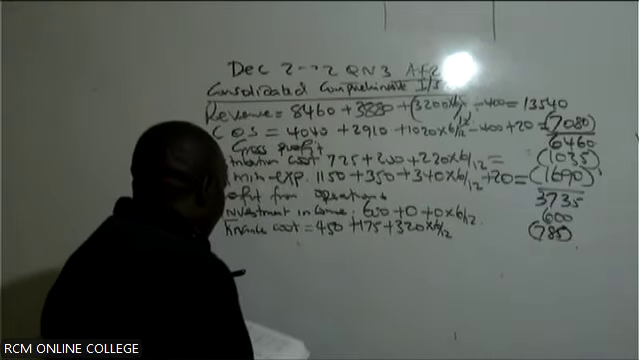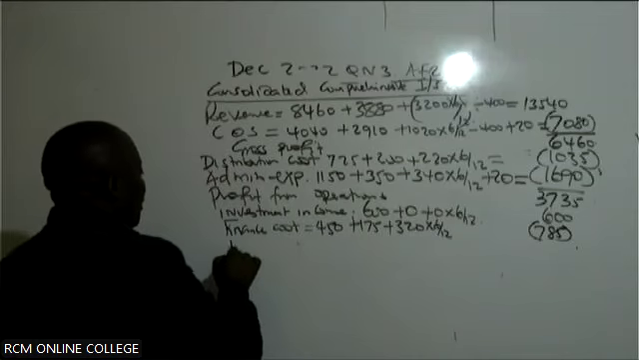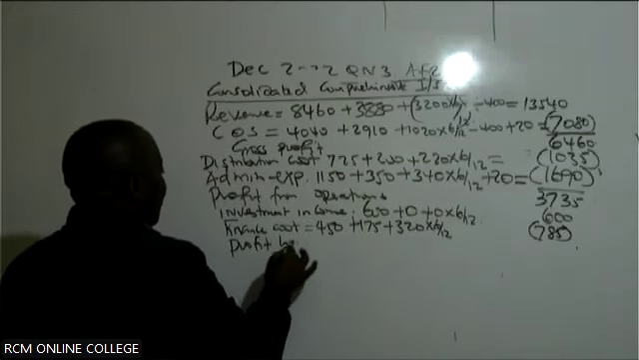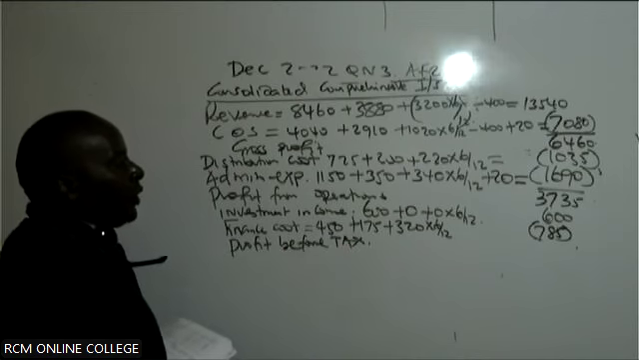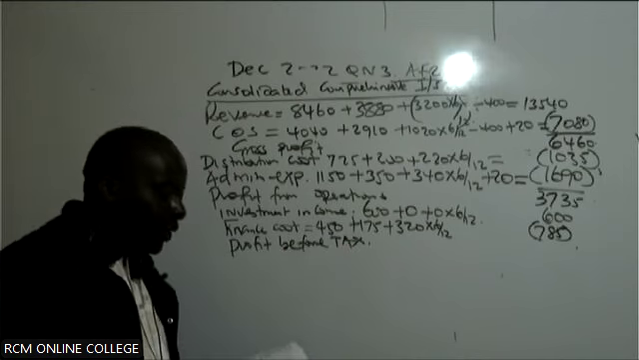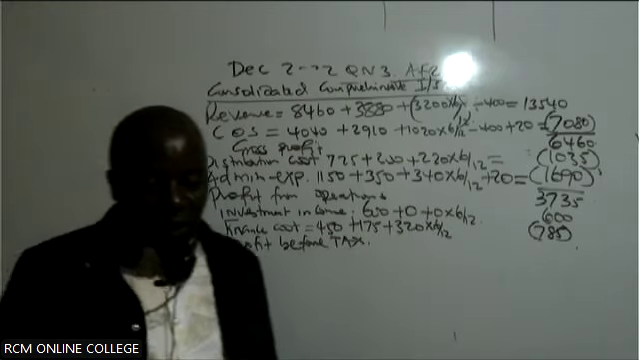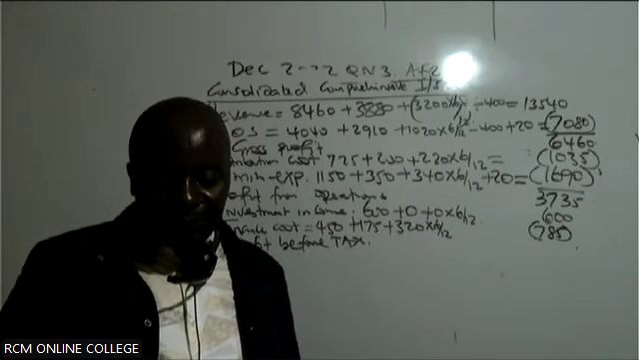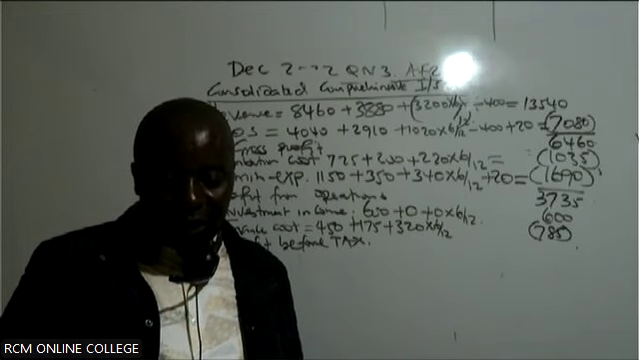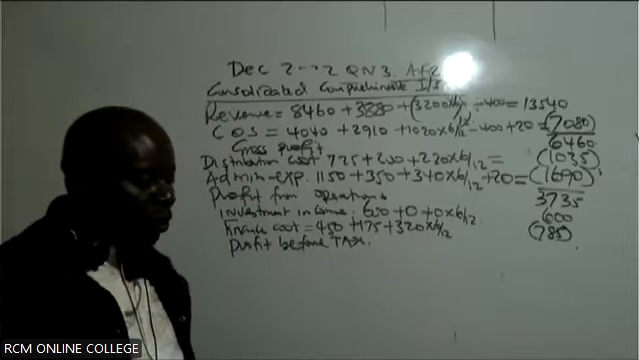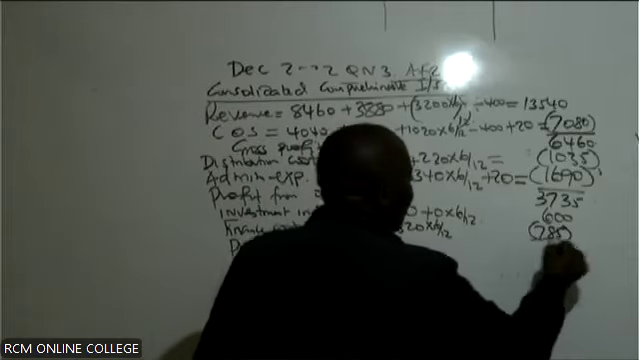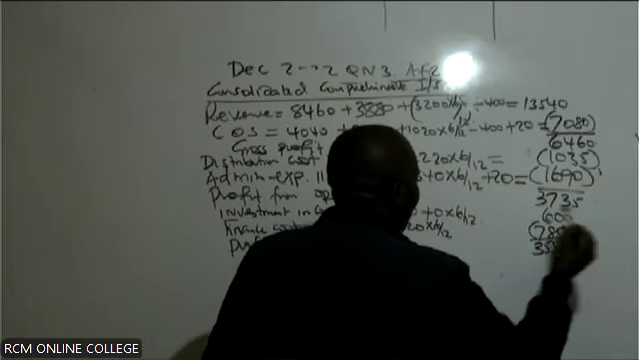Then you should be able to give me profit before tax. So 3735 plus 600 minus 785. What figure do we have there, ladies and gentlemen? So 3550. All right.